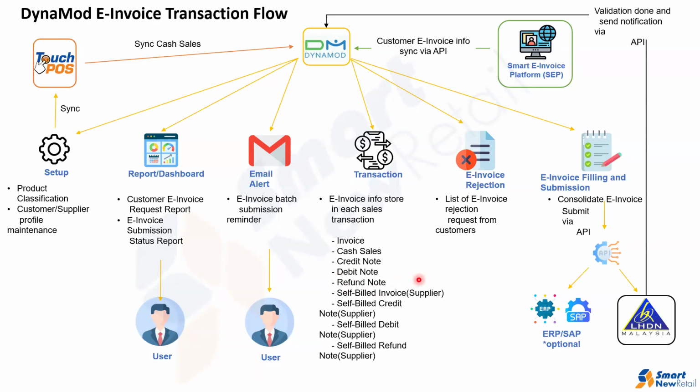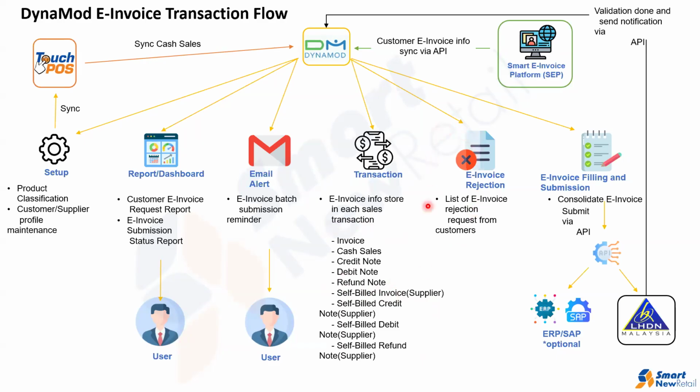Actually receipt also, but that one is a special case. And then another is self-bill invoice, self-bill credit note, debit note, and refund note. If your supplier does not enroll for e-invoice, you have to submit a self-bill. If not, basically you just submit the top one under the customer module.